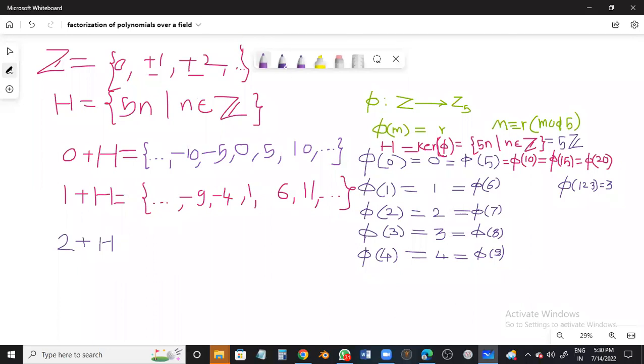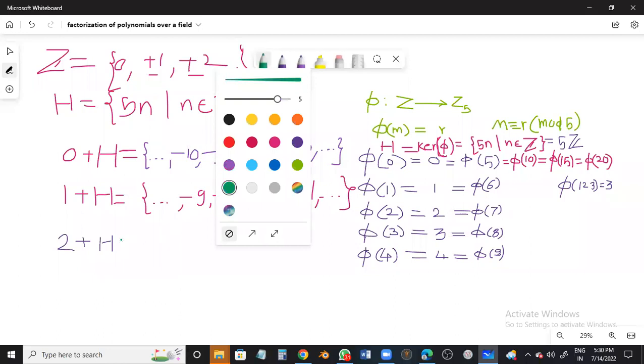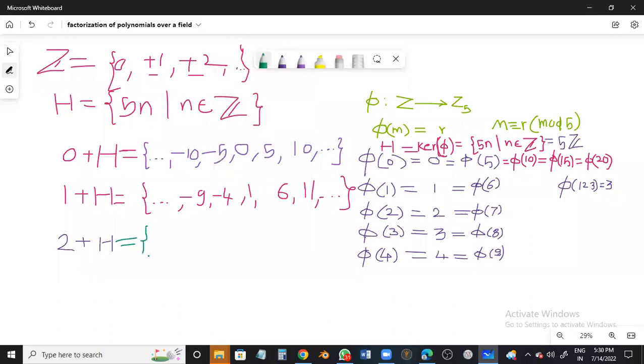Now I'm adding 2 to that. So if I add 2 to that, what do I get? And so on. I'm adding 2 to this. So I got minus 8. This will be minus 3. 0 plus 2 gives me 2. 5 plus 2 gives me 7. 10 plus 2 gives me 12. And so on. I suppose you are getting it.